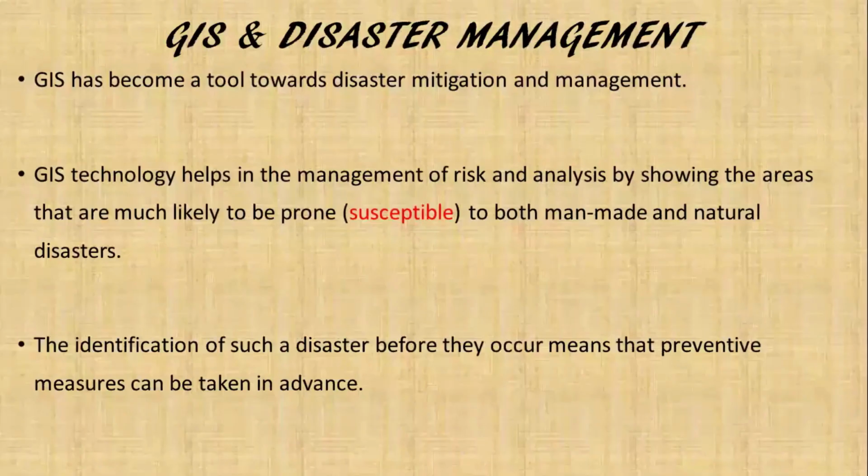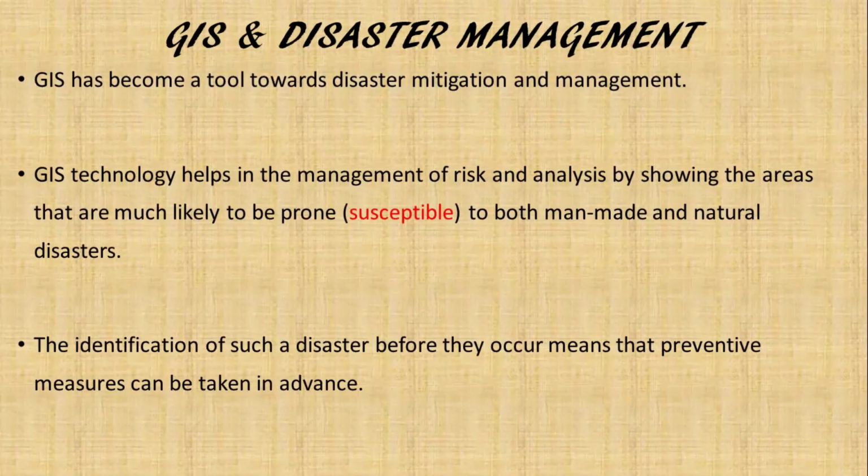Now, GIS and disaster management. When we speak of disaster, it can be of various nature. It can be landslide, it can be earthquake, it can be cyclone, etc. It can be man-made or it can be natural disaster. So, how has GIS become a tool towards disaster mitigation and management?